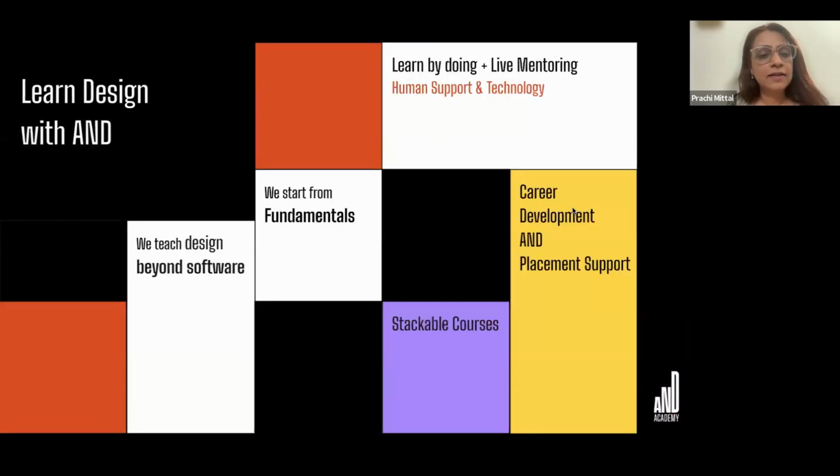I'll come back again to complete this whole circle. At AND, we learn design with AND, we teach design beyond software. We just saw that with all the portfolios we have shared with you. We always start from fundamentals and take you to advanced levels, how you start from fundamentals and how you could see others executing it. We learn by doing, and there are live mentoring sessions. So basically, it's a combination of human support and technology. There are stackable courses like we have talked about. There is career development and placement support as well that we offer.